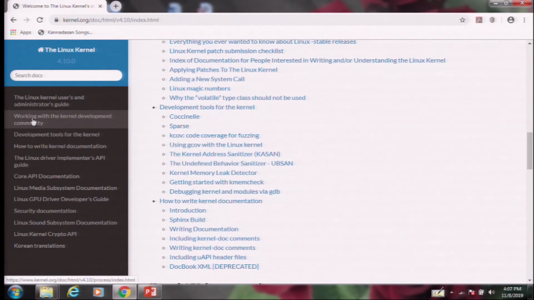You keep seeing this working with the kernel development community, the Linux kernel users and administrators guide. Everything that you want to know about Linux today is available on the net, and there is no reason to believe that it is something which we cannot use also, provided we give due regard to the people who made it happen. There are certain simple copyright rules based on which you will have to see which part of the code can be used in your application. Straight away you can use it.